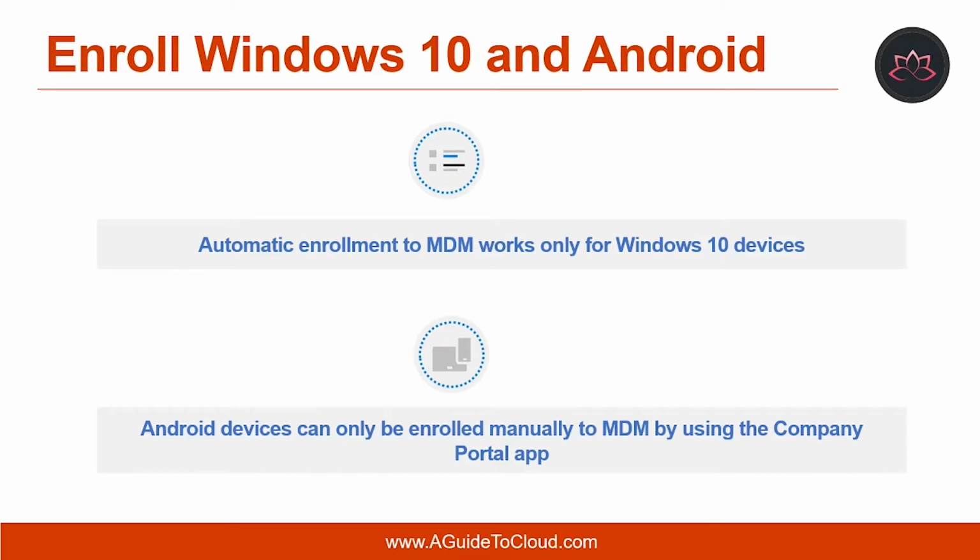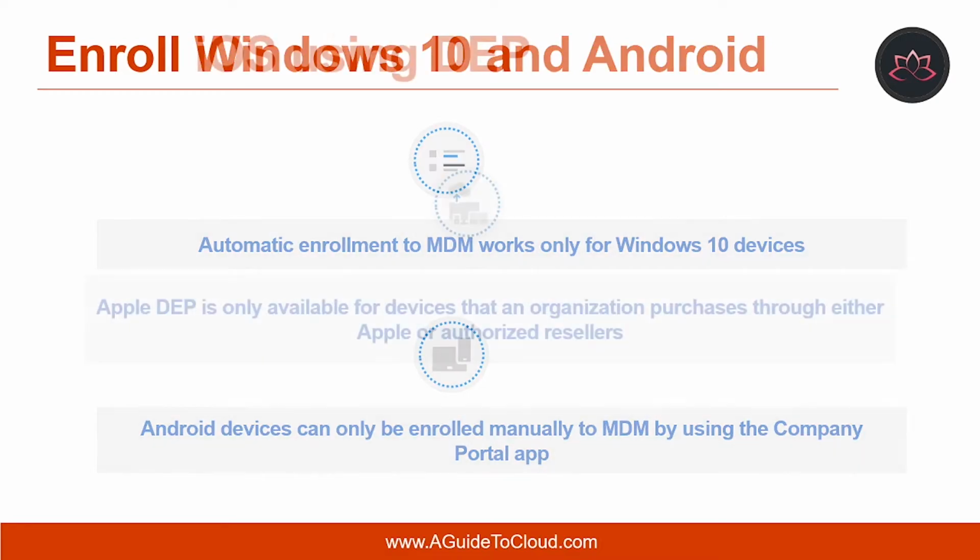If you want to enroll iOS devices, you must ensure that MDM is configured with a valid Apple push notification certificate. iPhones, iPads, and macOS devices require an APN certificate for secure communication with MDM, regardless of whether MDM is Intune, MDM for Office 365, or third-party MDM products.